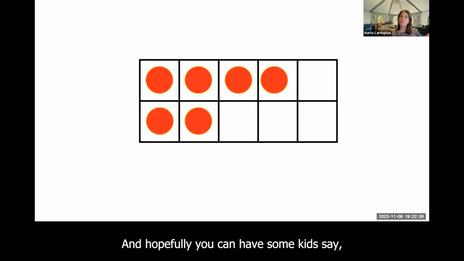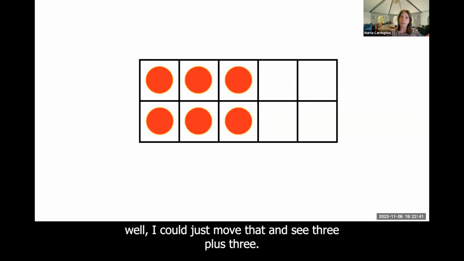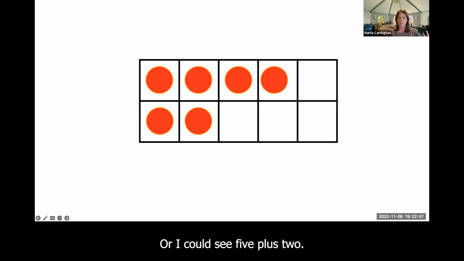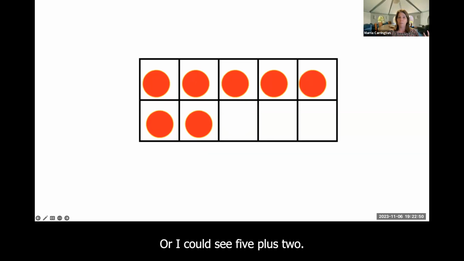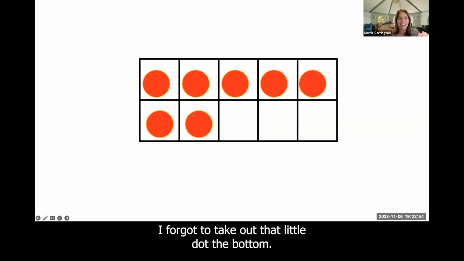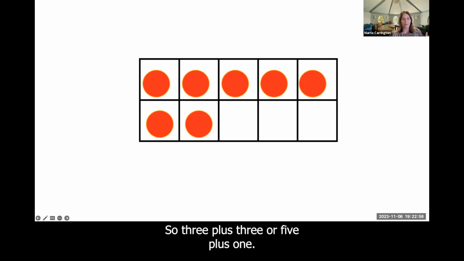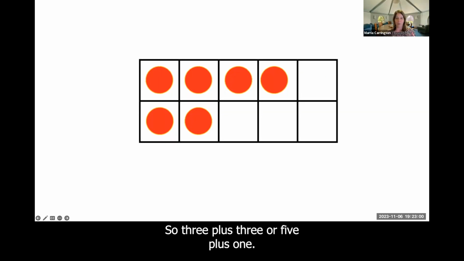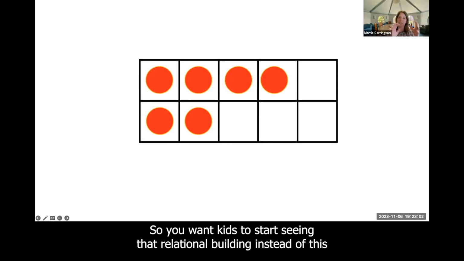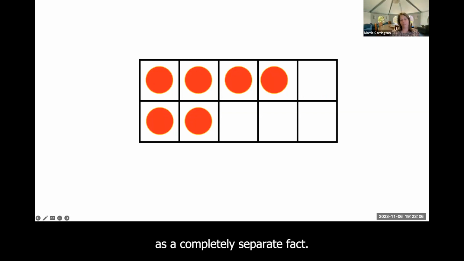And hopefully you're going to have some kids say, oh, well, I could just move that and see 3 plus 3. Or I could see 5 plus 2. Whoops, I forgot to take off that little dot at the bottom. So it should have been 5 plus 1. So 3 plus 3 or 5 plus 1. And so you want kids to start seeing that relational building instead of this as a completely separate fact.